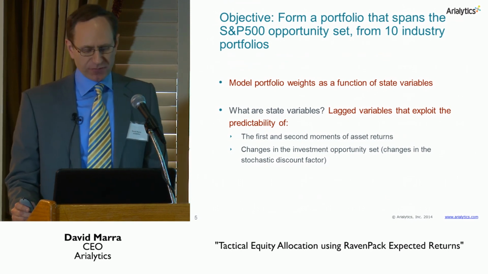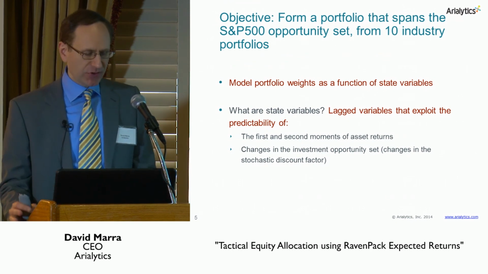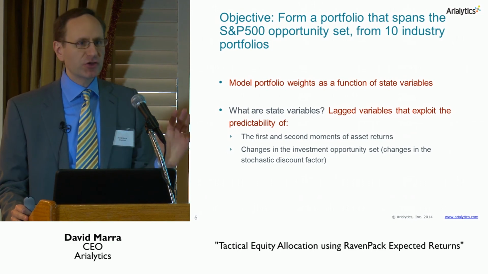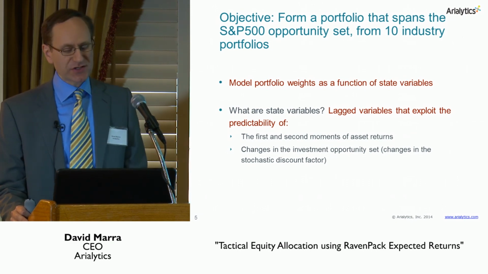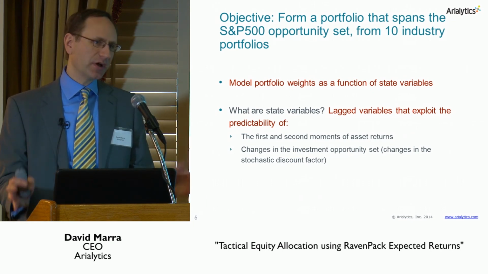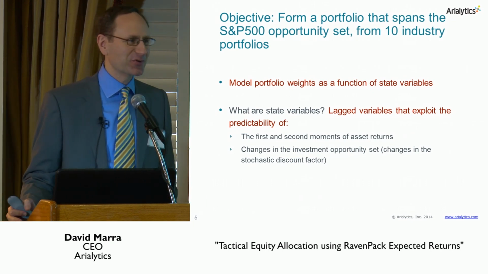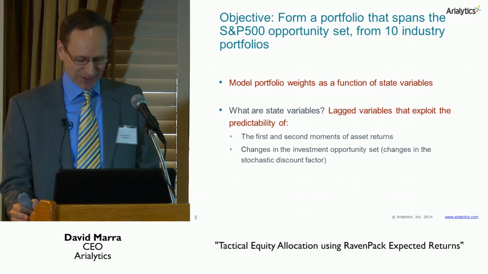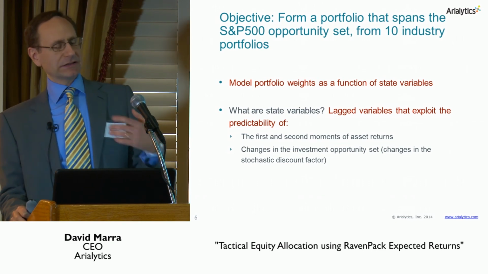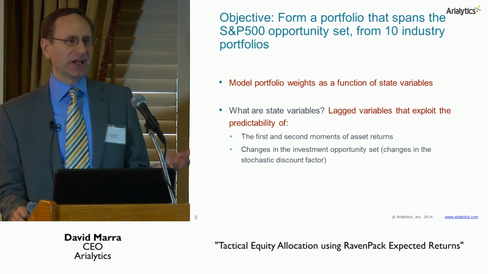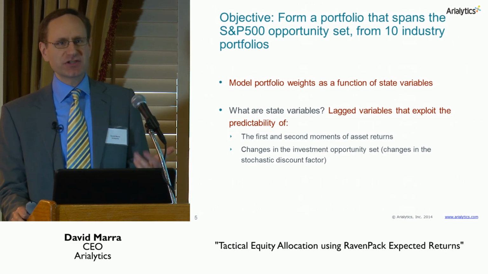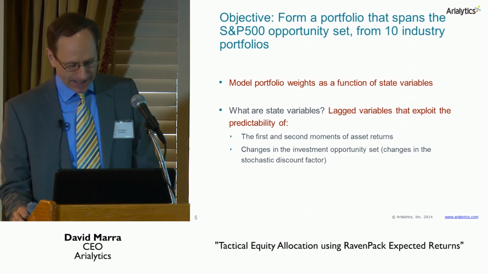So our objective is to form a portfolio that spans the opportunity set composed by the S&P 500 using 10 industry sectors. We're going to model portfolio weights as a function of state variables. Now the question becomes, what are state variables, right? In the literature, they're always called state variables. Well, the literature really defines a state variable, as we all know, as any lagged predictor. It's anything that predicts the first and second moments of returns.